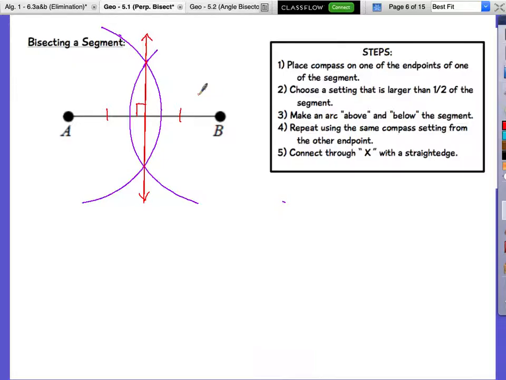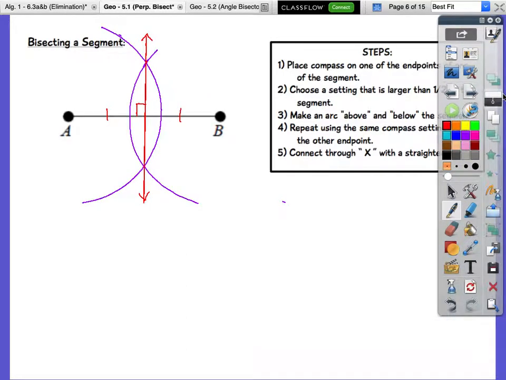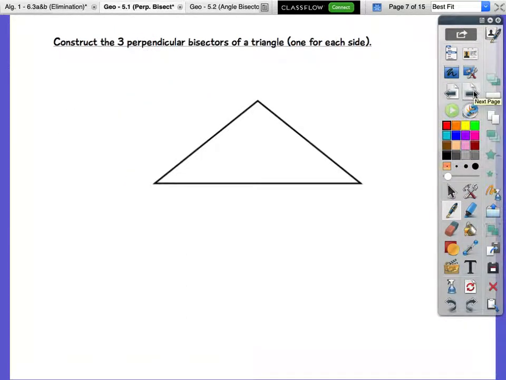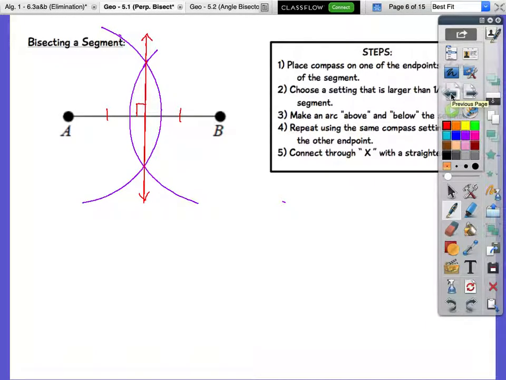Okay, we're going to keep practicing this right below here. We're going to construct the three perpendicular bisectors of a triangle. So up here, we had one segment, and we did it with the two endpoints of the segment, right? Pretend when we have the triangle, it's just going to be like this one segment, and we do it with this one segment, just like you would here.